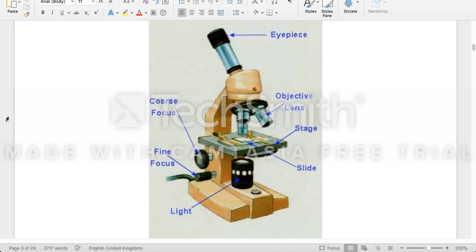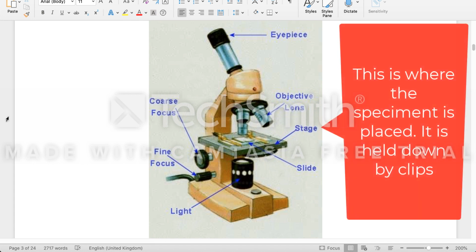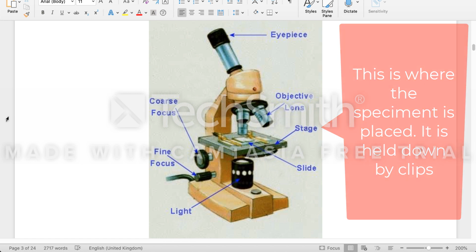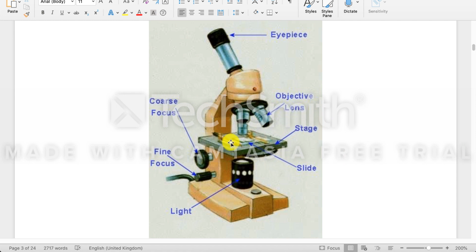All right, the next part is the stage, and just like in theater and whatnot, the stage is where you prepare and you see everything. So the stage is going to be where you put your specimen. The specimen is what you're looking at. That's generally what we call your object. So the stage is where the specimen is placed, and it also holds onto the slide. If you see these 2 little yellow rods here, these are the clips. It's not labeled, but these are the clips, and the clips will hold on to the slide.